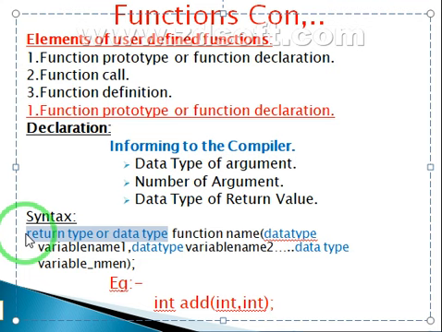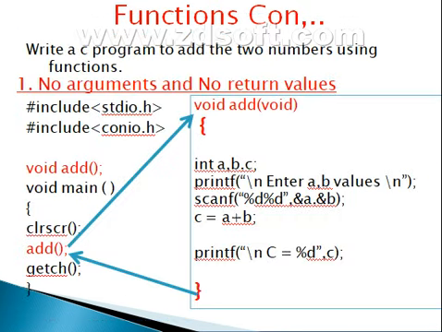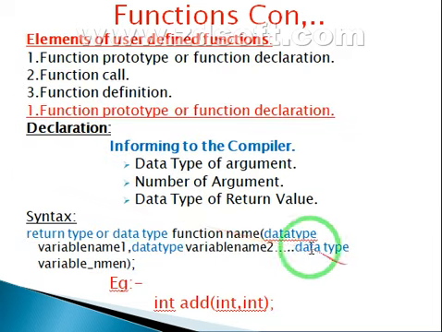Okay, integer, float, character and void. Any one of the data types we can write here. Then the function name, that means the block name. So in your previous slide we saw the function name is add. Then data type variable name 1, data type variable name 2, and so on, data type variable name n.